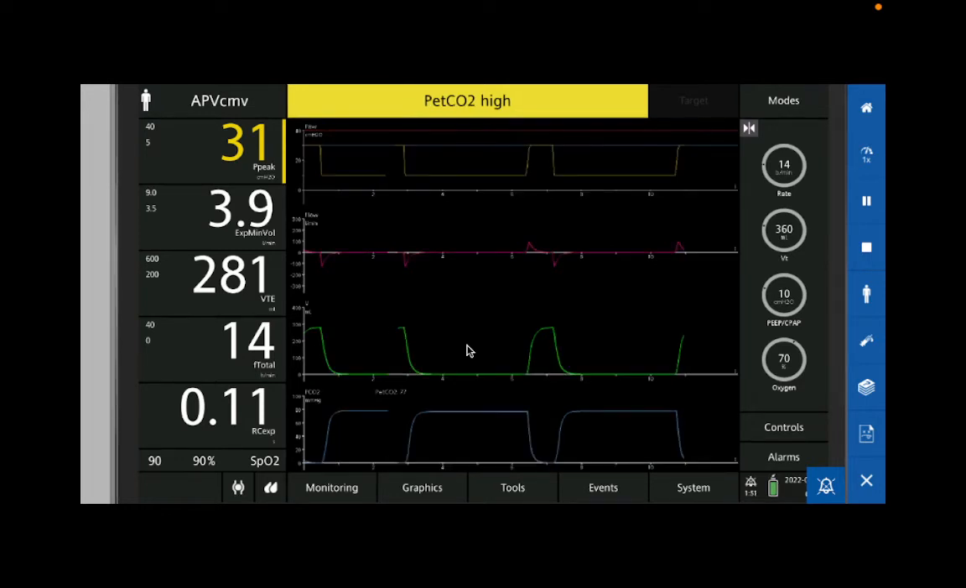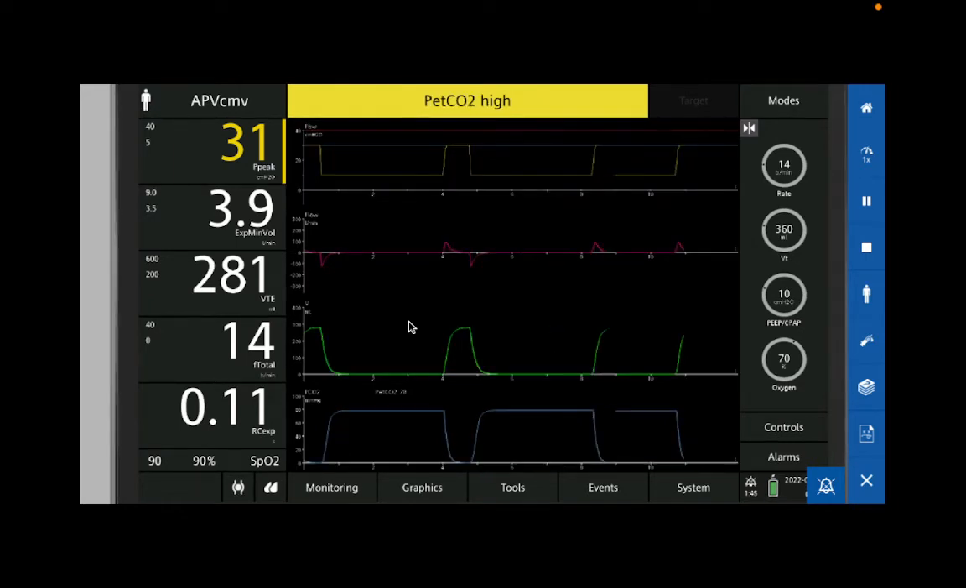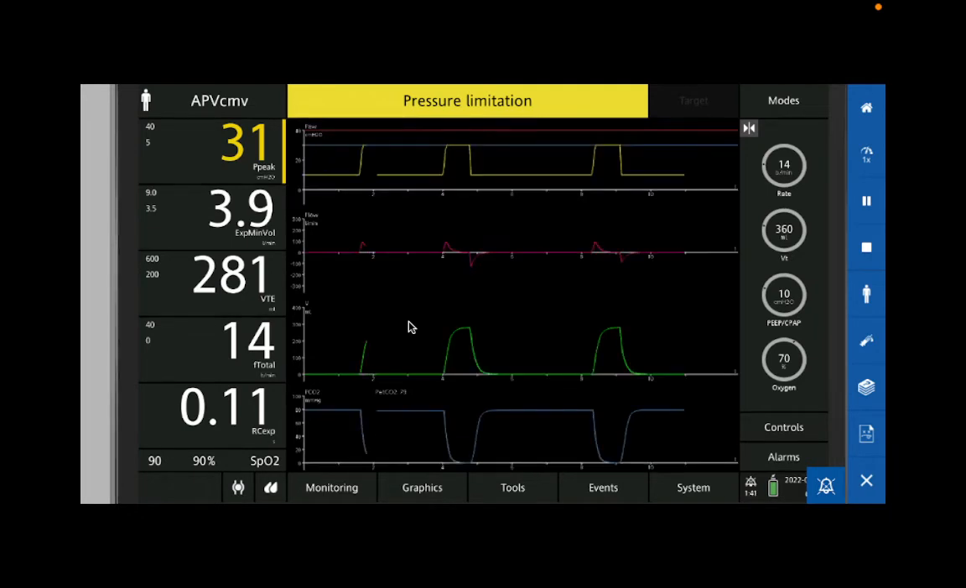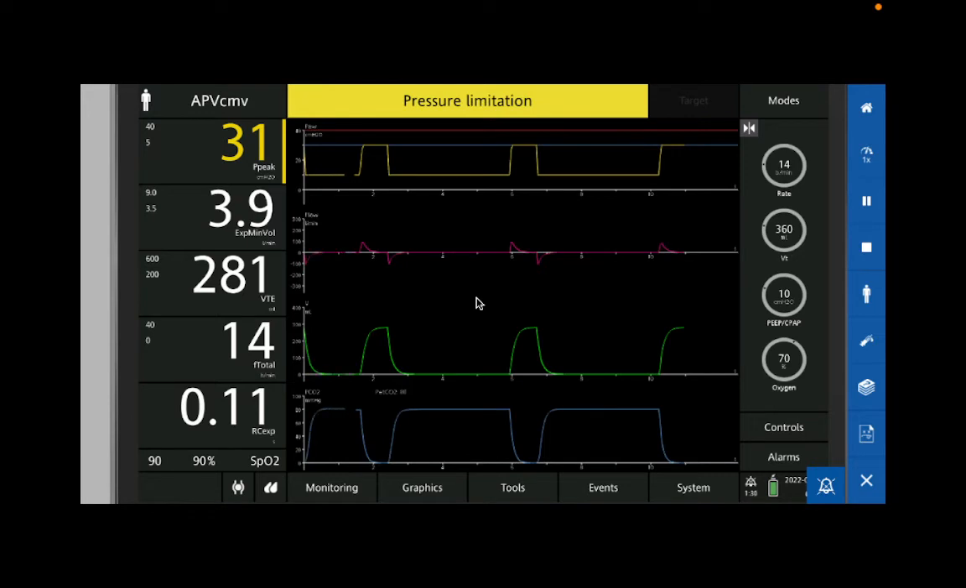So pressure limitation means, what is our volume set to? How much volume are we getting? Why? The compliance is horrible, but we are on PRVC. The machine should do what to get more volume in? It should be adjusting the pressure, right? Why isn't it giving more pressure?